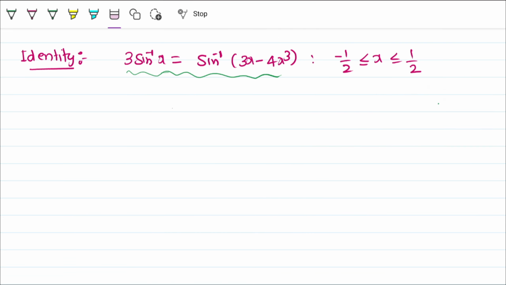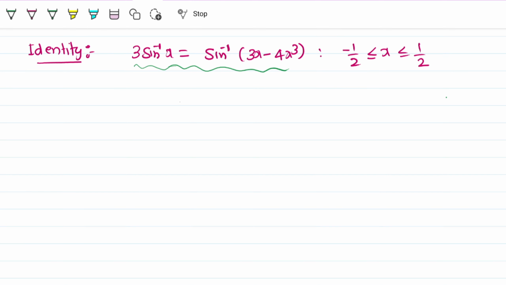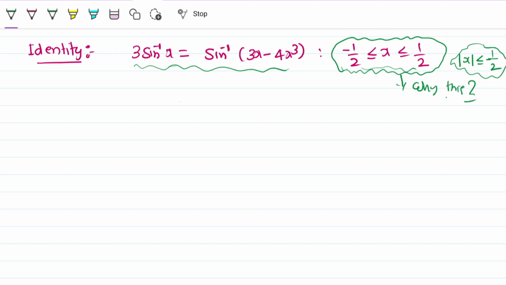In this video we will see why the restriction of domain is needed here. I mean to say, why is it true only if x is greater than or equal to minus 1/2 and less than or equal to plus 1/2? Okay, why this restriction on the domain? You can easily prove this by using the sin 3 theta formula, which is 3 sin theta minus 4 sin cube theta. Okay, so let's see.